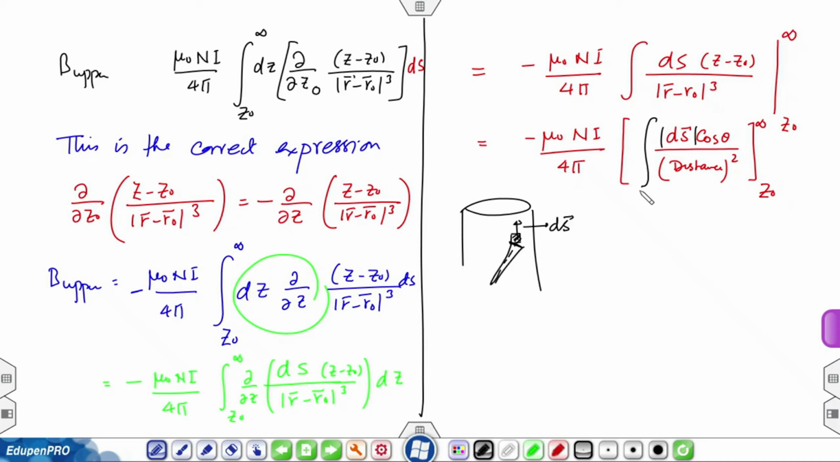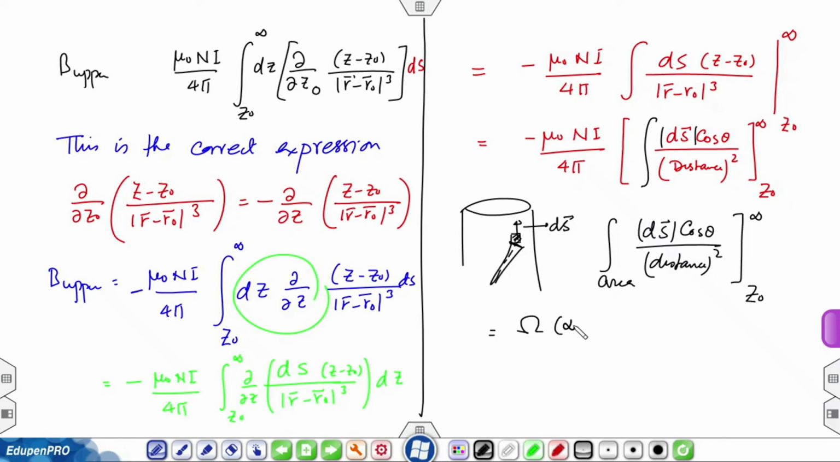So, what is this? This is integration mod d s cosine theta over the distance of that square, integration over the area at z naught and infinity is omega at infinity minus omega at z 0. That means, what I am looking for is at this point P, I am looking what is the solid angle that this far away area makes, and what is the solid angle that this area right here makes. You can see that the area far away makes 0 solid angle, and this makes 2 pi solid angle.